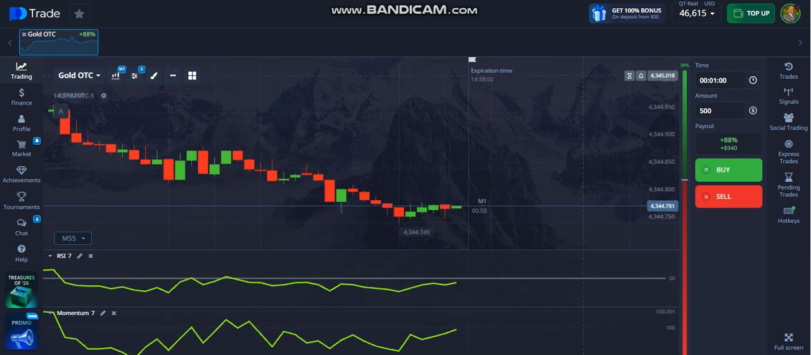Okay, so I was trying to look for another trade, but it looks like gold is not really cooperating. We're headed up toward the end of the trading day, so there's not much price action as you can see here. So I've decided to cut the session short here.